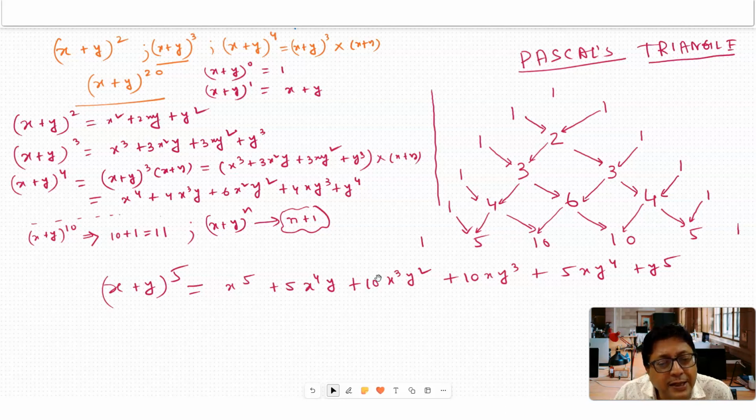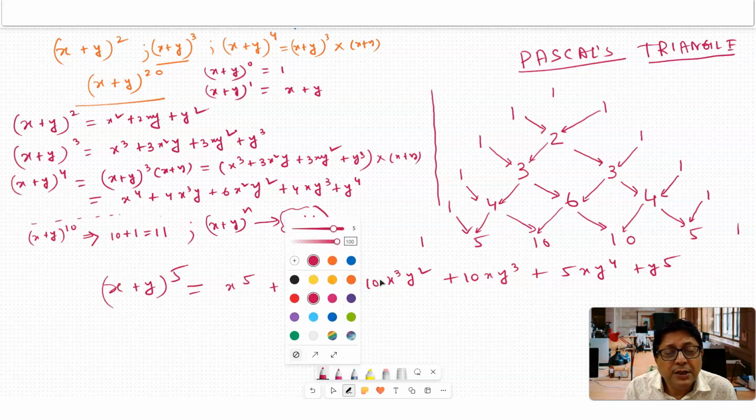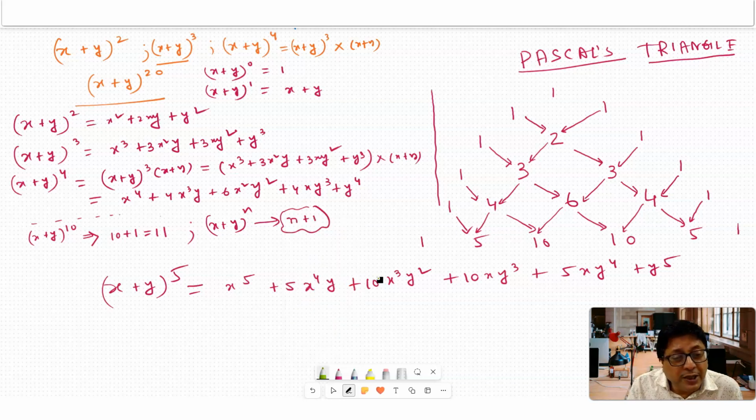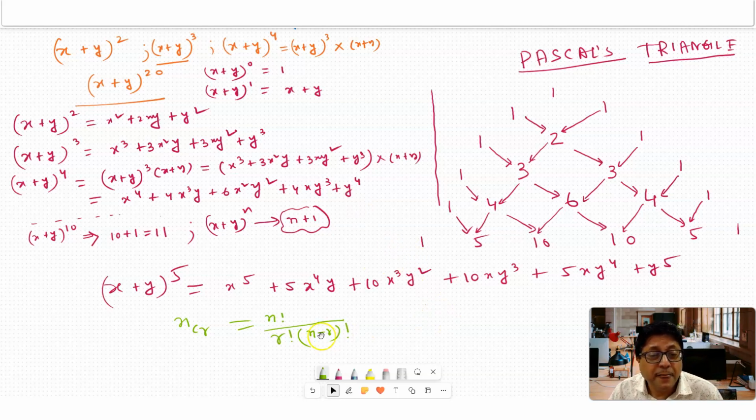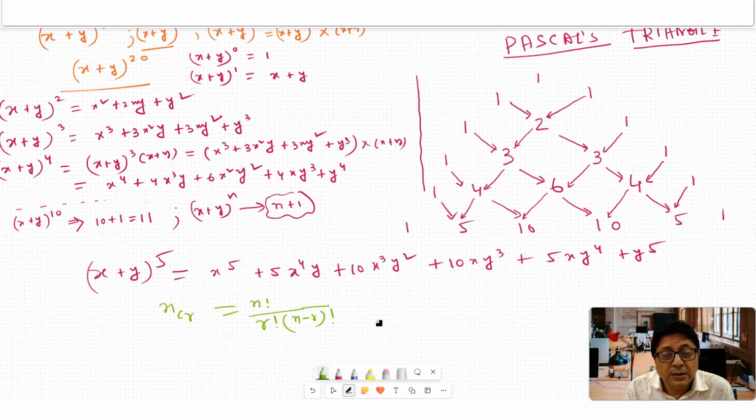Now, there is another way to get all these things, and that is done by using the formula you got in combinatorics. What formula is there? The formula is for NCR. You know it very well. It is factorial n by factorial r, factorial n minus r. You have just done this in combinatorics. Isn't it?